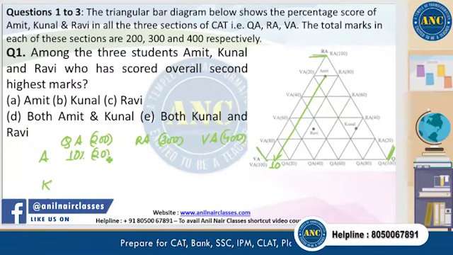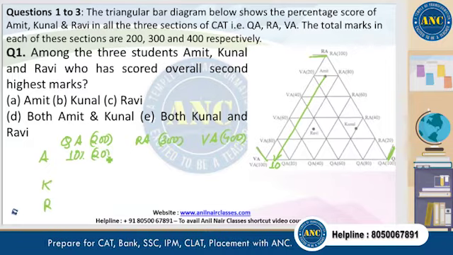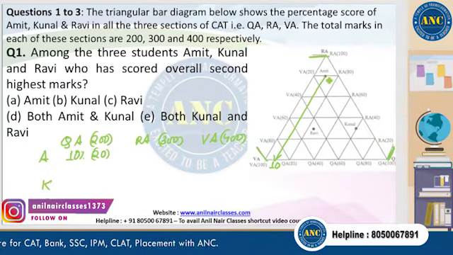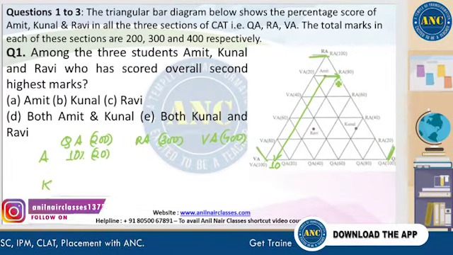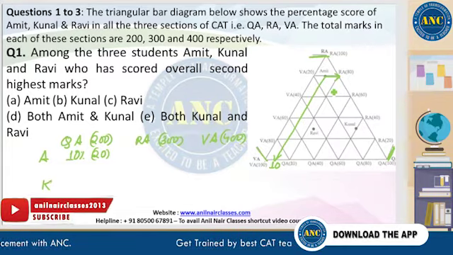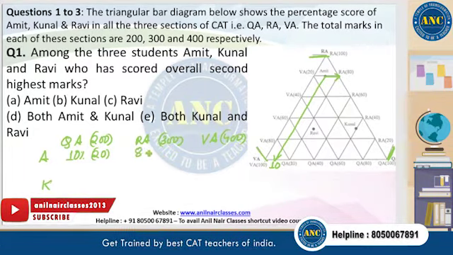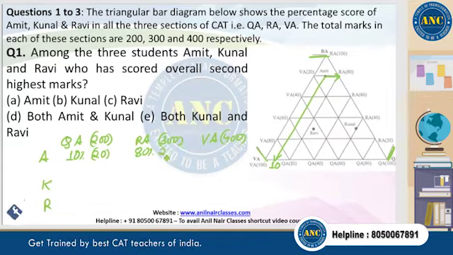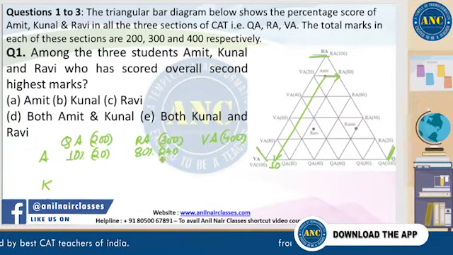But if you look at Amit's marks in RA, look at the graph, look at where the graph is pointing towards RA. That would be RA for Amit. That would be like 80, bang 80%. So 80% of 300, that's like 240.